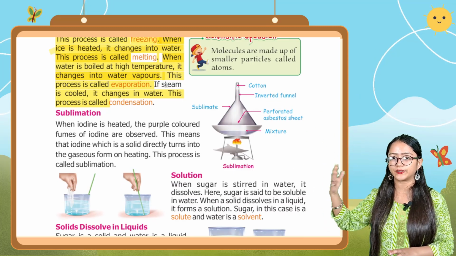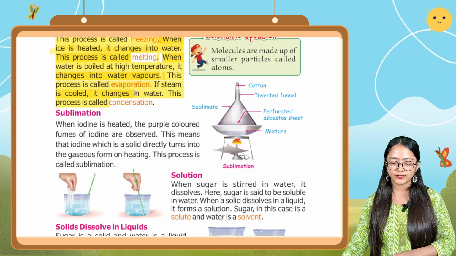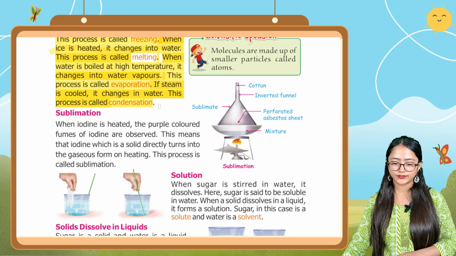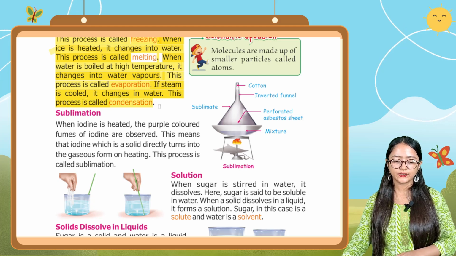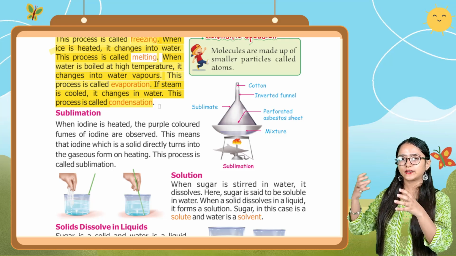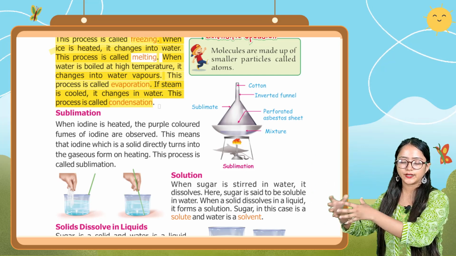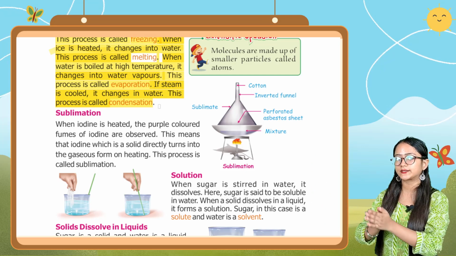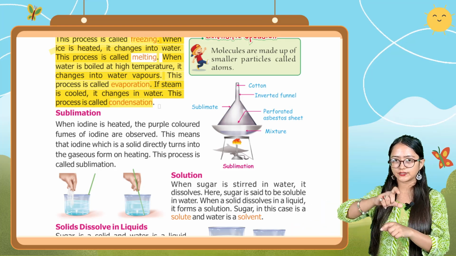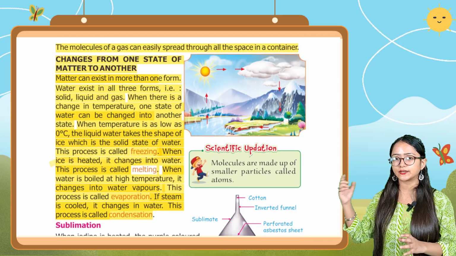Okay, it evaporates and becomes water vapor. So if steam is cooled, it changes into water. This process is called condensation. It is saying that when the gaseous form, the steam, gets cooled, it changes into water. So the gaseous state is changed into the liquid one, and this process is known as condensation.